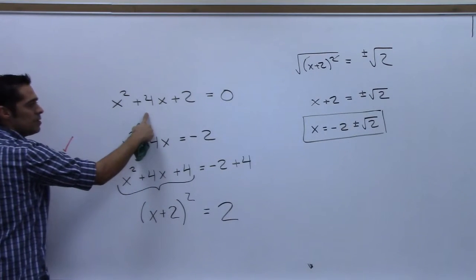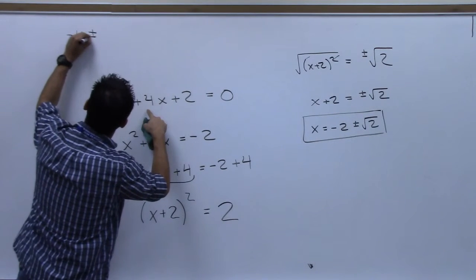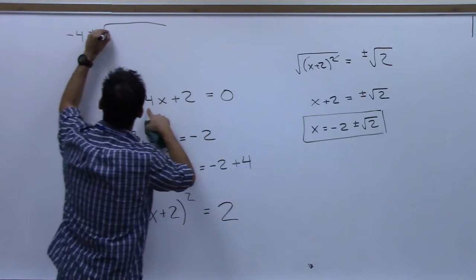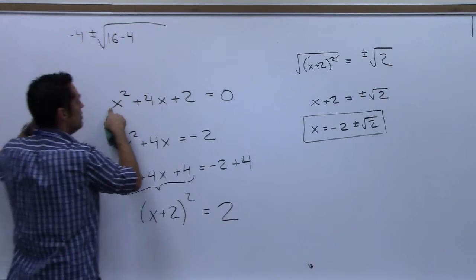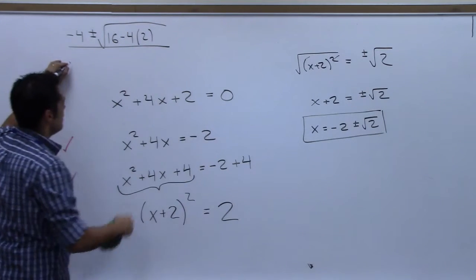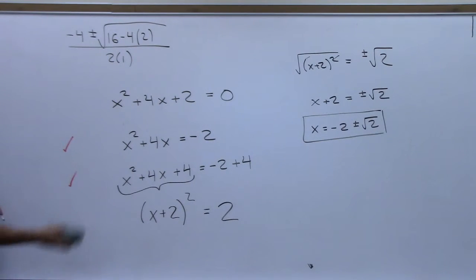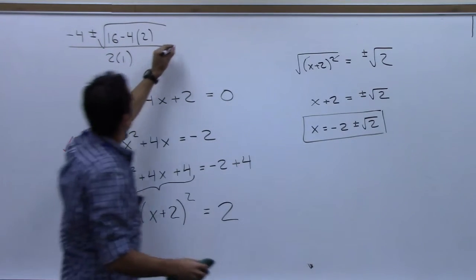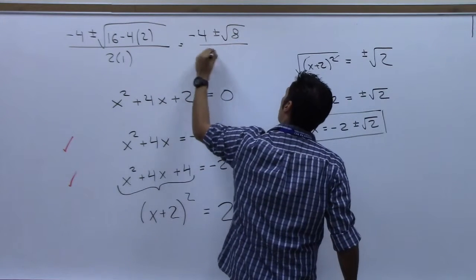Quadratic formula on this. Negative b, which is negative 4, plus or minus the square root. B squared is 16 minus 4 times what's a? 1 times c, 2, so 4 times 2, all over 2a, so 2 times 1. And that would become, let's see, 16 minus 8 is 8. So we have negative 4 plus or minus root 8 all over 2.